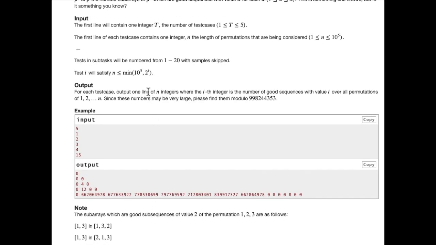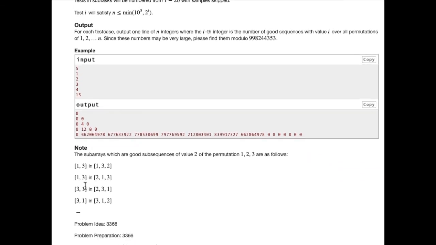And if you take a look at the constraint, n can be really large, like 10 to the power 5. So it means that for getting each number, for example getting this 4, it should not take linear time. It should take logarithmic or constant time. That's pretty much all for the problem description, and let's think about how we can actually solve it.